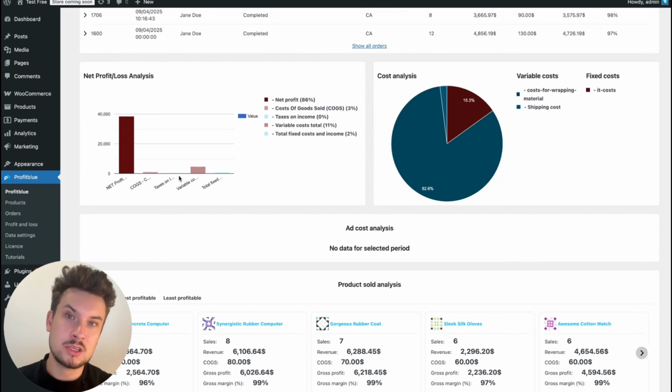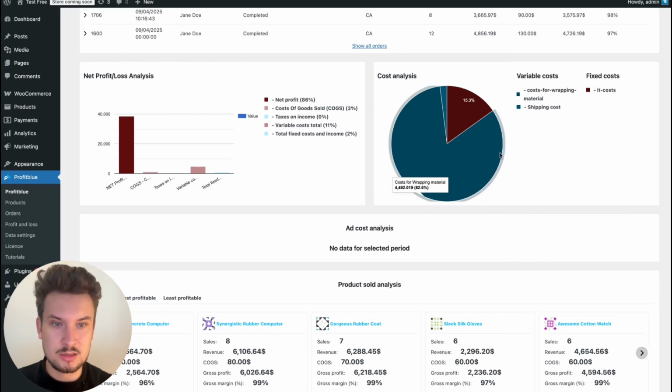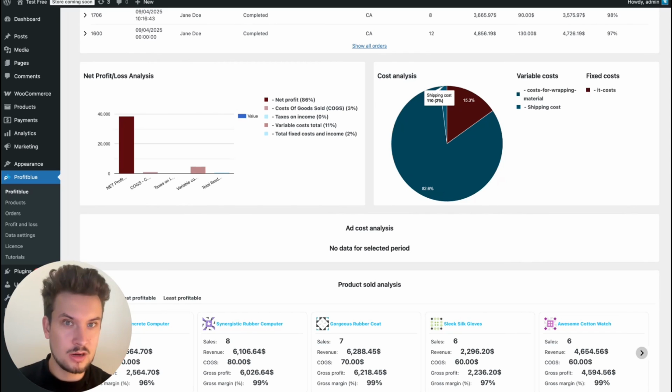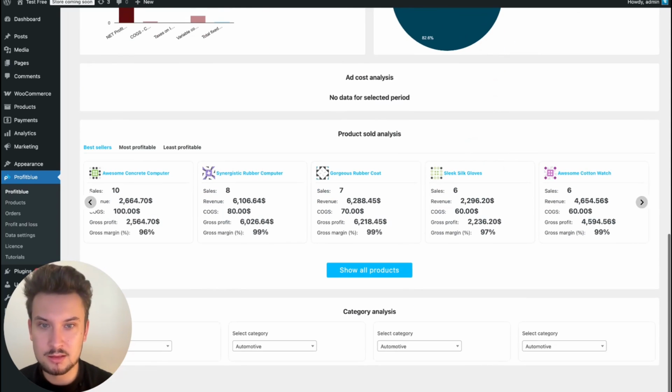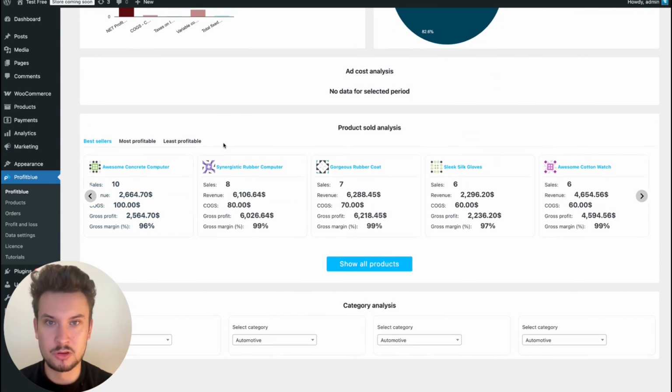You can see which things cost you the most. Here's cost analysis, which is divided into the fixed cost and variable cost. So here you can see directly if variable costs are more expensive than fixed costs, and if you want to change the percentage or the portion a little bit, you can really try to do something with that. In cost analysis, we don't have anything here because we didn't put the data in, which you do on the data settings page. There's product sold analysis.